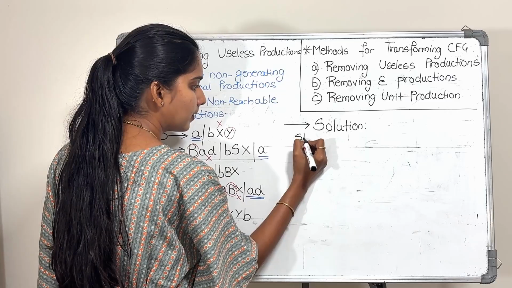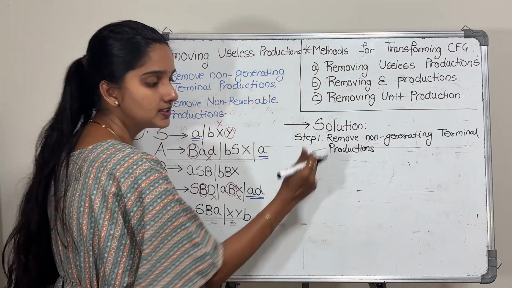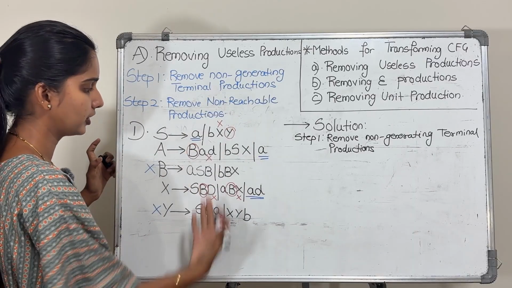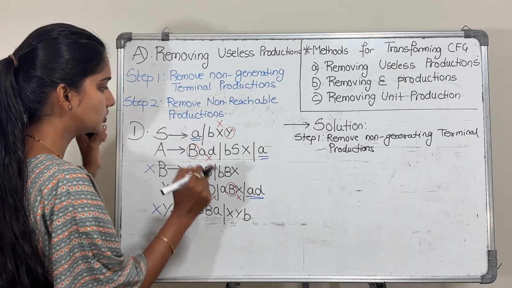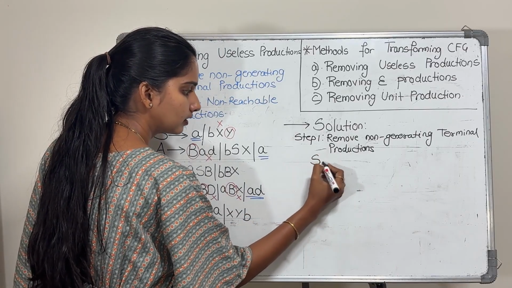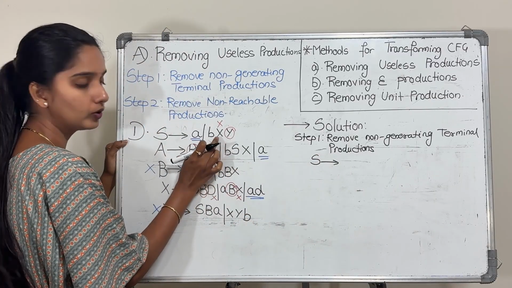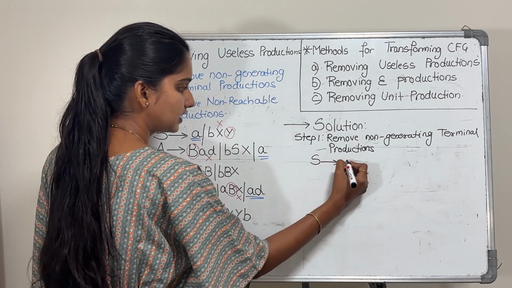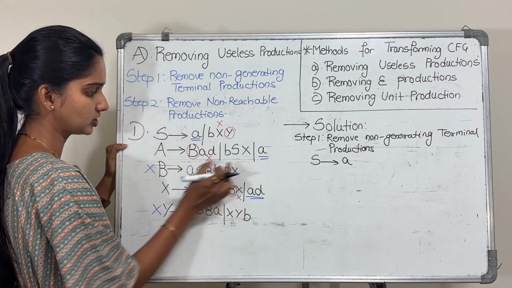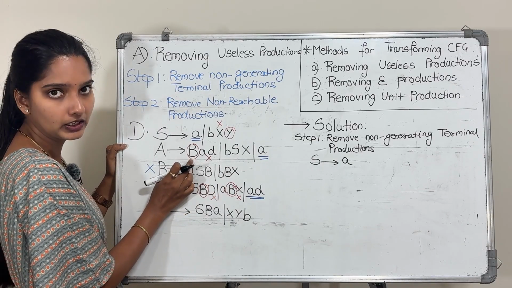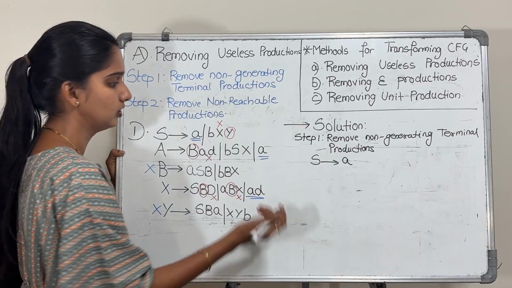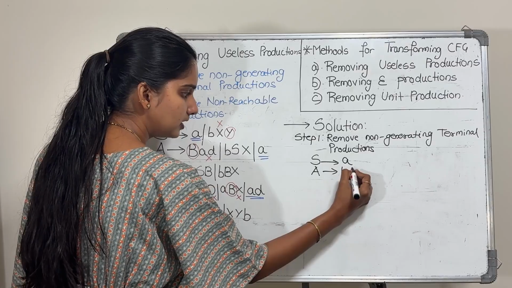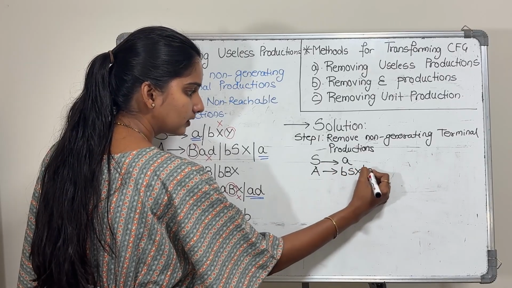Step one says remove non-generating terminal production. With this we have concluded which productions are going to be a part of step one. S gives me two productions, but we are not going to take one of them because it has a Y. So S gives me A. Next, A is giving me three productions, but we are not going to consider the first because it has a B, and B is not generating a terminal. We are going to take the others, which are B, S, X and A.